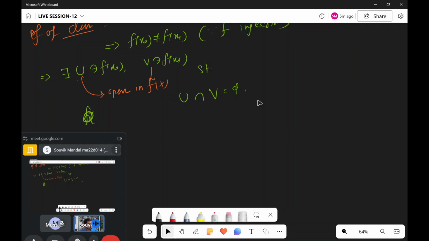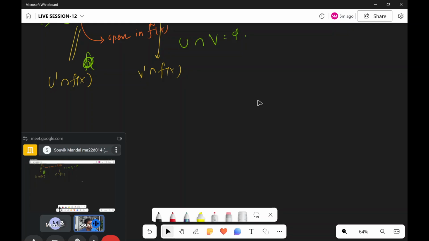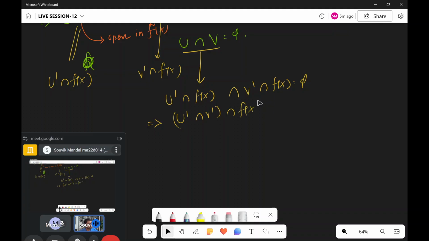Since U is open in f(X), U can be written as U' intersection f(X), and V can be written as V' intersection f(X). Then this equation tells that U' intersection f(X) intersection V' intersection f(X) is empty. This tells that U' intersection V' intersection f(X) is empty.